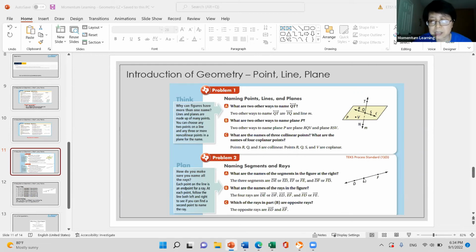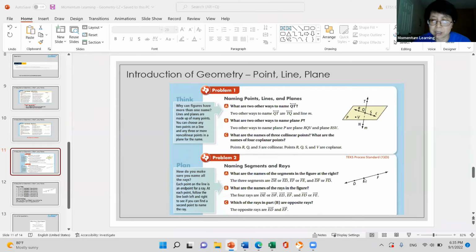Can I say segment ED? Yes. Segment ED is the same as segment DE, because this has no direction. This only has two endpoints. So the segment has endpoints and has length. Very good.